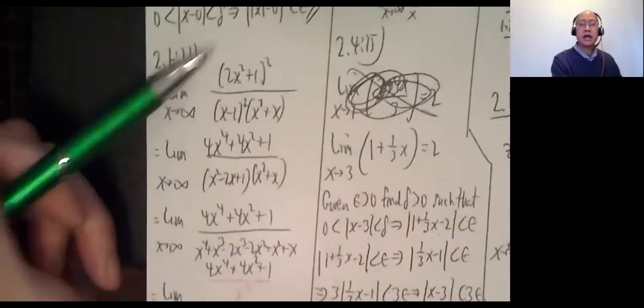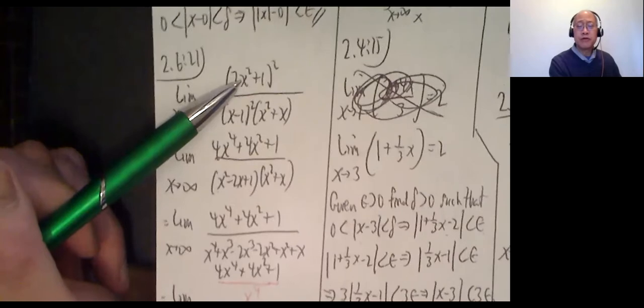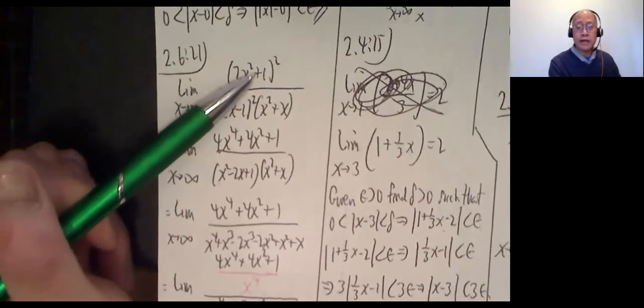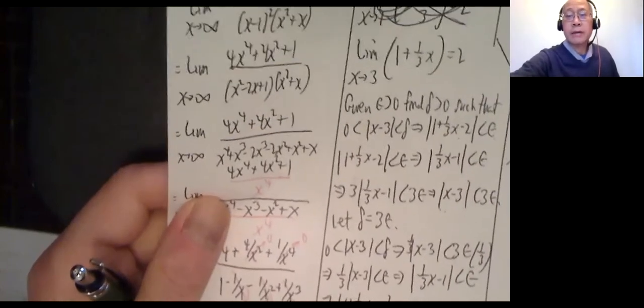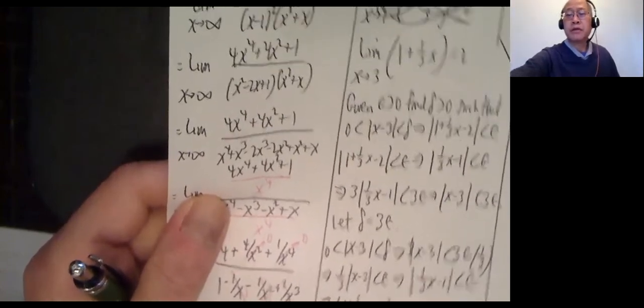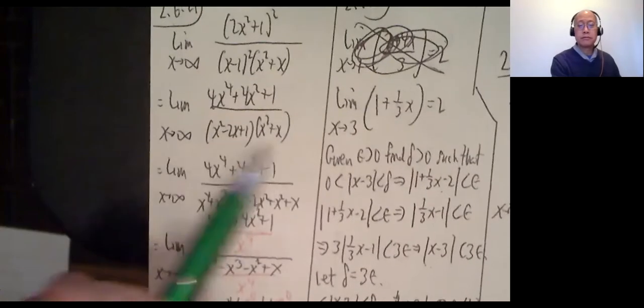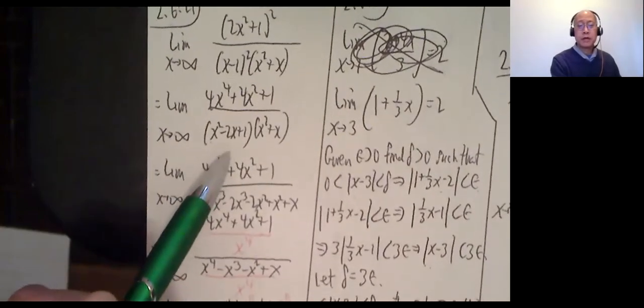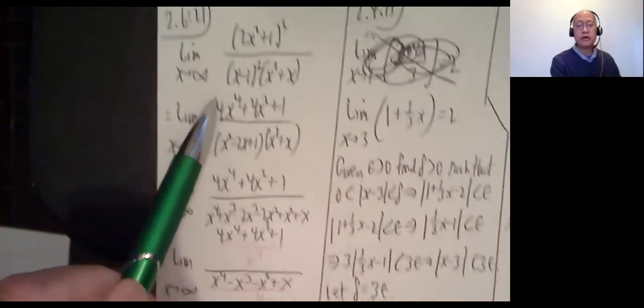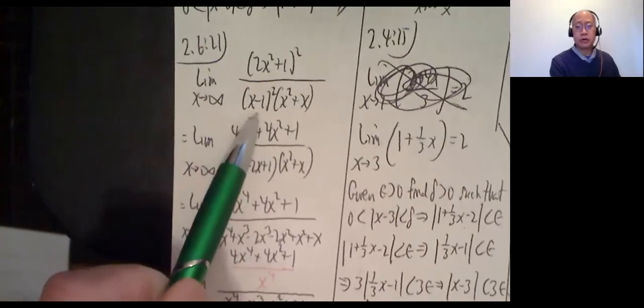Thinking ahead, if I multiply this out, this is going to be 4th degree, right? It's going to be 4x to the 4th plus some other stuff. And how about the bottom? The bottom is also going to be x to the 4th and some other stuff. So it's basically 4x to the 4th divided by something with x to the 4th.